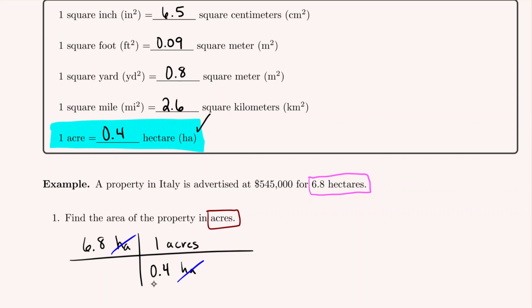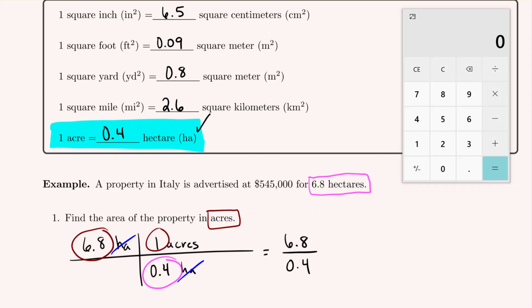So this is really multiplying by 1. We know that top numbers multiply. Multiplication by 1 doesn't change anything. Bottom numbers divide. So this will give us 6.8 times 1 is 6.8 divided by 0.4. And that will give us 17 acres is the equivalent size of land in acres.